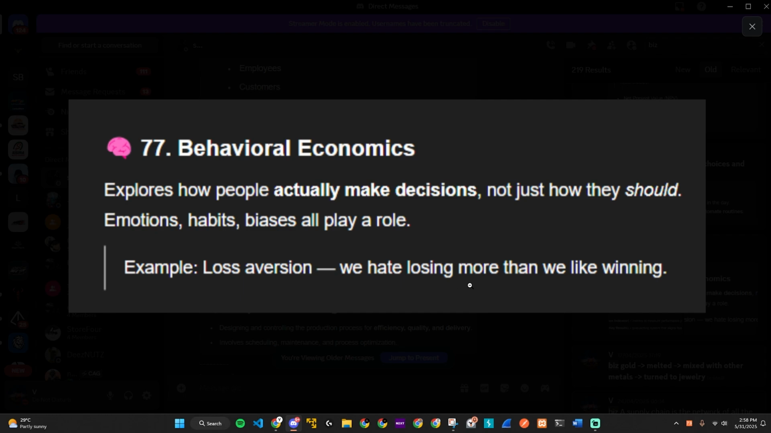Loss aversion: we hate losing more than we like winning. It's loss aversion, the cognitive bias where we fear loss more than we value gain, right?